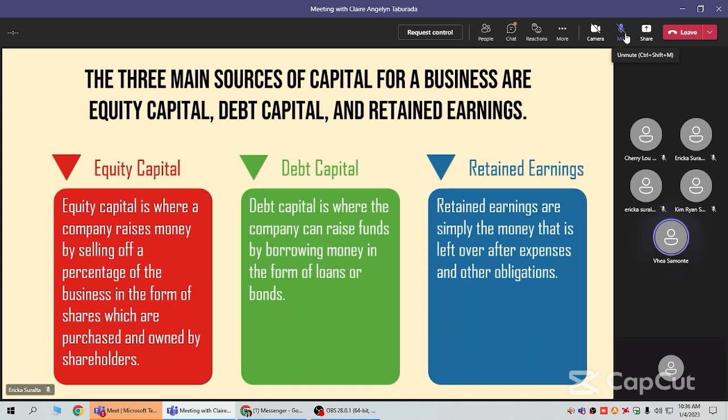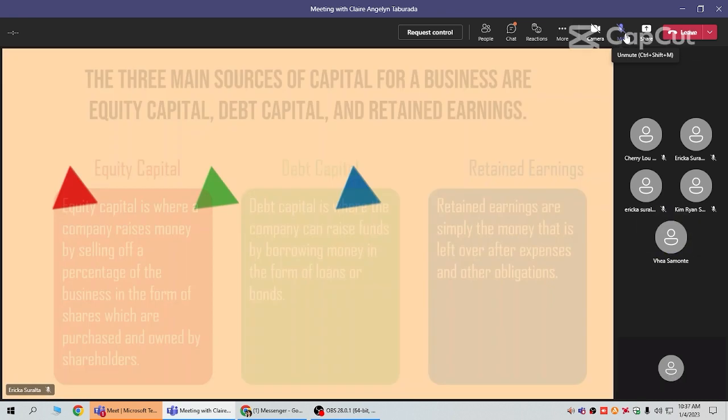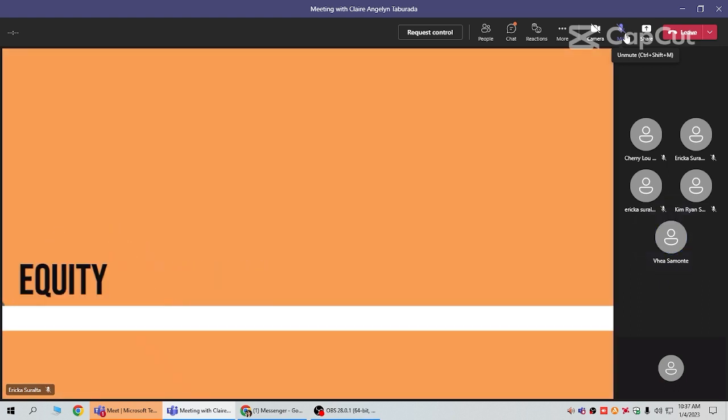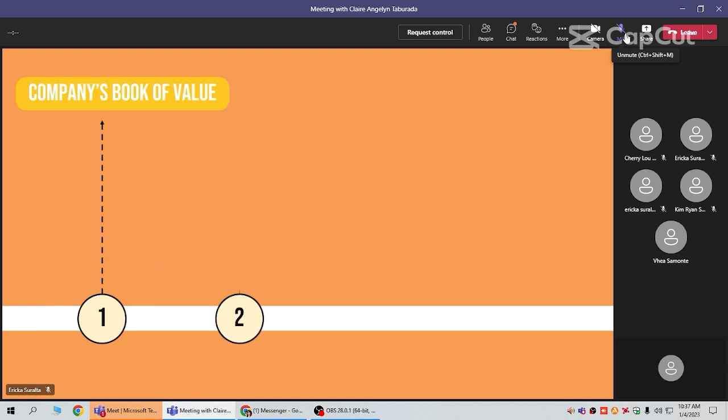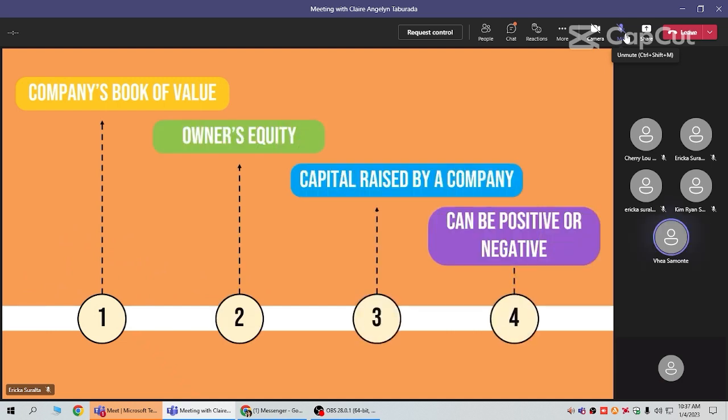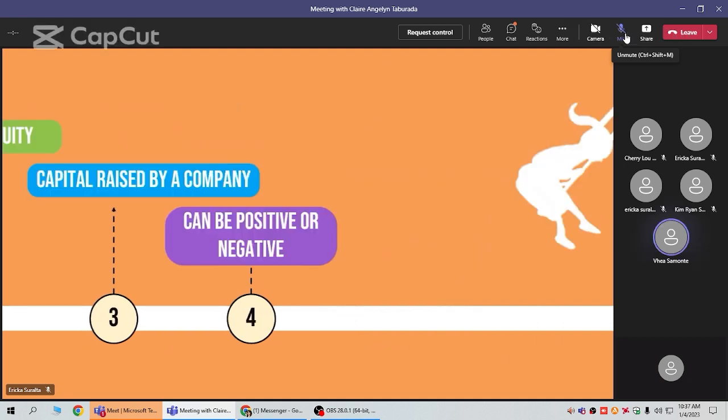Equity. The equity is the company's book value. Owner's equity, capital raised by the company, can be positive or negative. Next reporter, please.